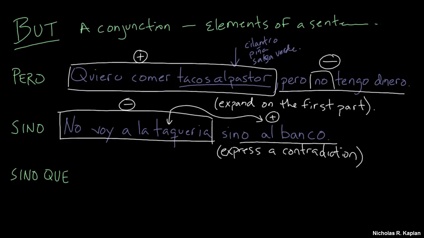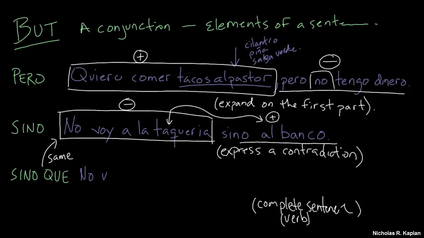The third one, sino que, is essentially the same as sino, except this second part down here, right? The second part that we have has to be a complete sentence, which means you need a conjugated verb. So what would that one look like? We'll use the same one we did before. No voy a la taqueria.